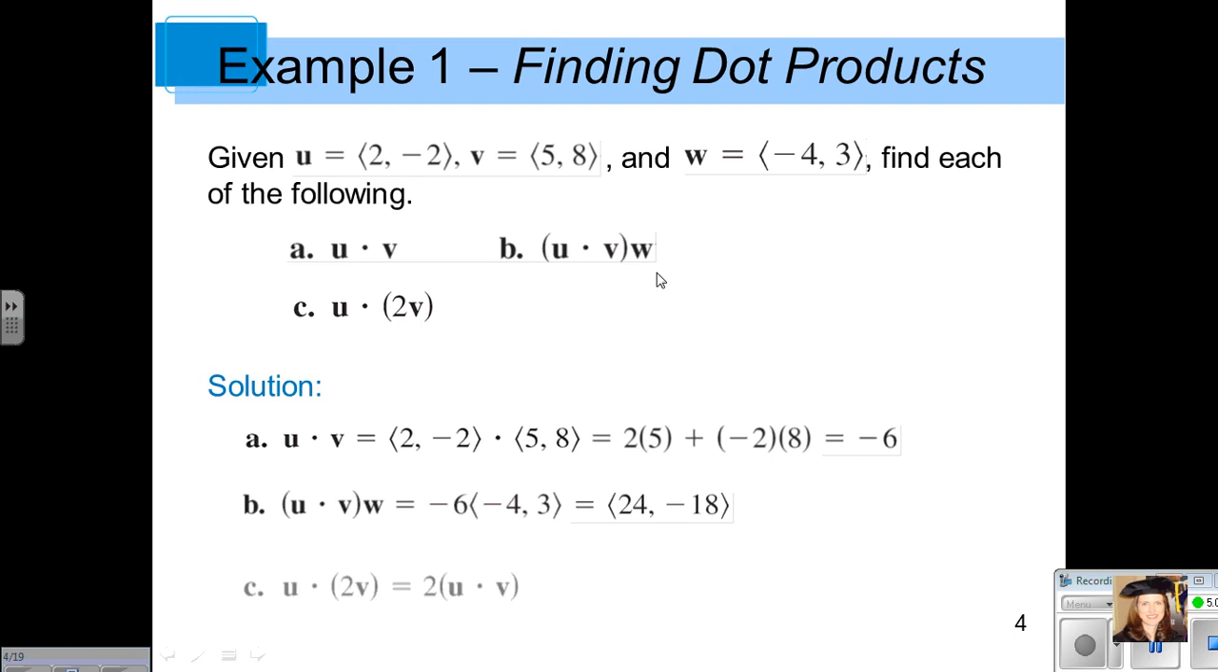And then finally, C, we want to find the dot product of u with 2v. Now you can find 2v first and then do the dot product, or we can use this property, find the dot product and multiply the result by 2. When you do that, you get -12. That is a special theorem. Now you could do it the other way and confirm that you would get the same result.